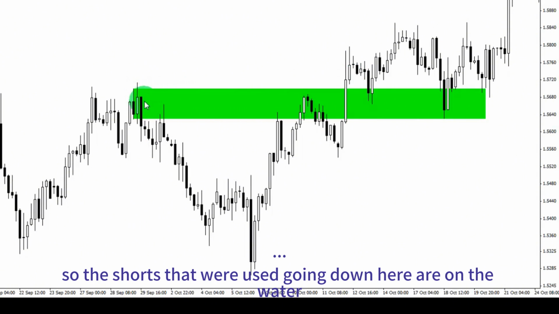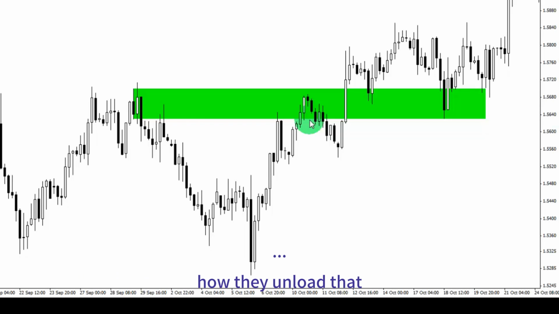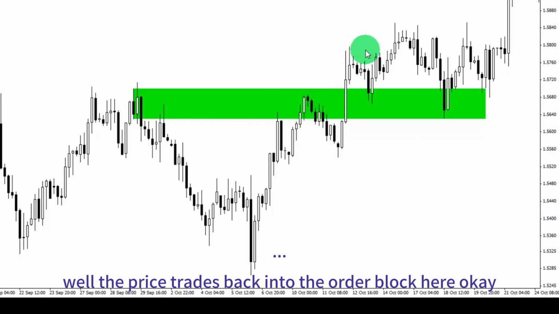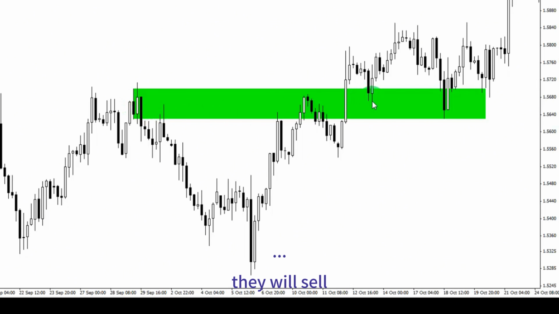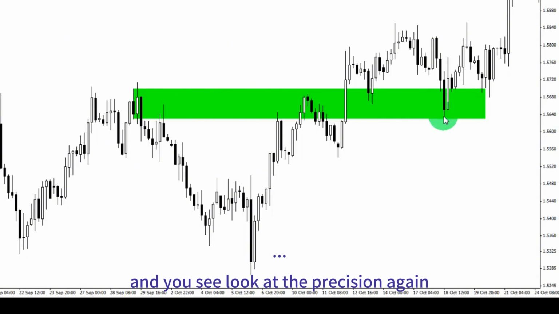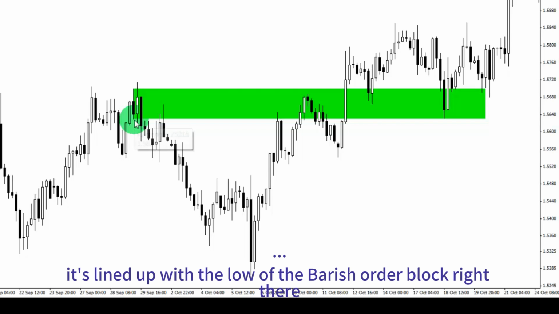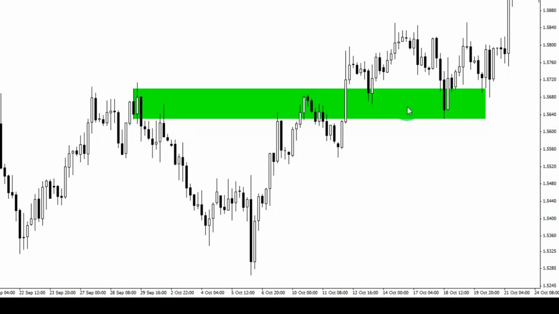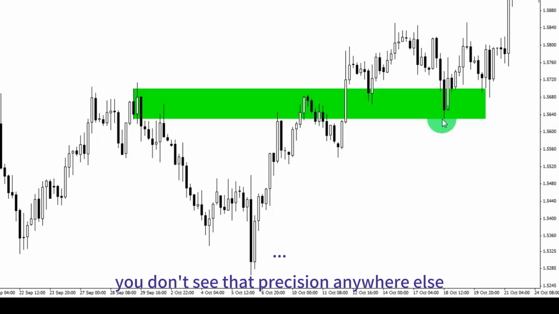So the shorts that were used going down here are on the water. How did he unload that? Well, when price trades back into the order block here, they will sell. I'm sorry, not sell, but they'll buy back their short positions. And look at the precision again. See that? Look at the low of that candle. It's lined up with the low of the bearish order block right there. You don't see that precision anywhere else. Not in any other technical circle. It doesn't exist outside of what we're sharing here.